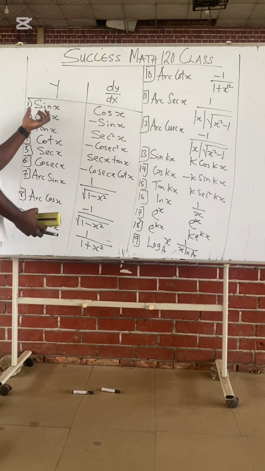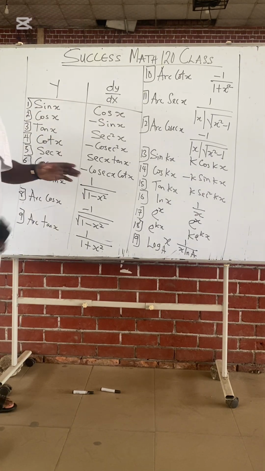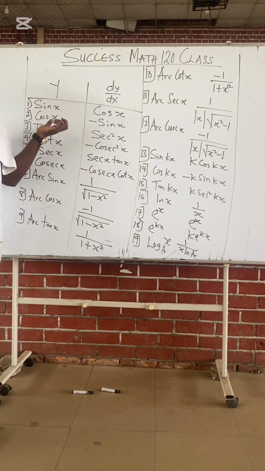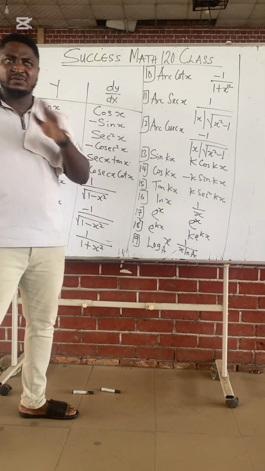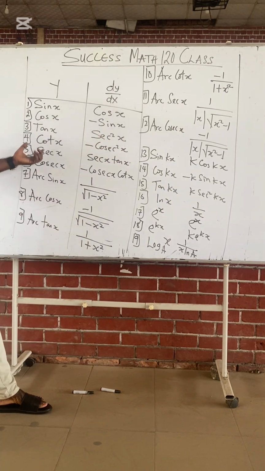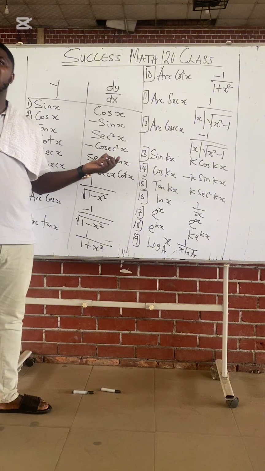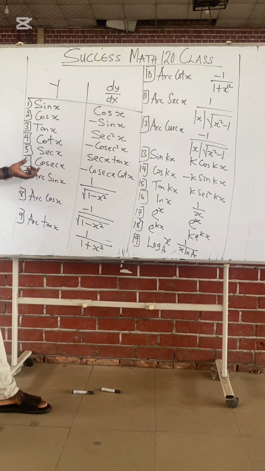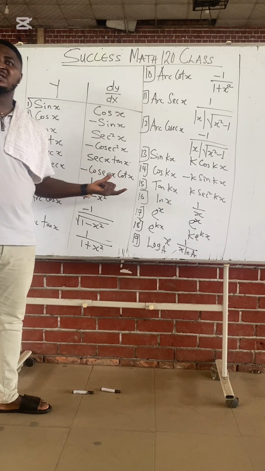Class, anytime you differentiate sine, it must change to cos. No questions asked. Anytime you differentiate cos, you must change to minus sine. Tan changes to sec squared. Cot changes to minus cosec squared. Sec changes to sec x tan x. Cosec changes to minus cosec x cot x.